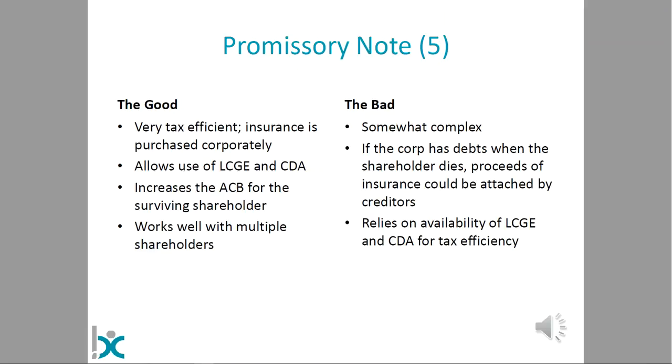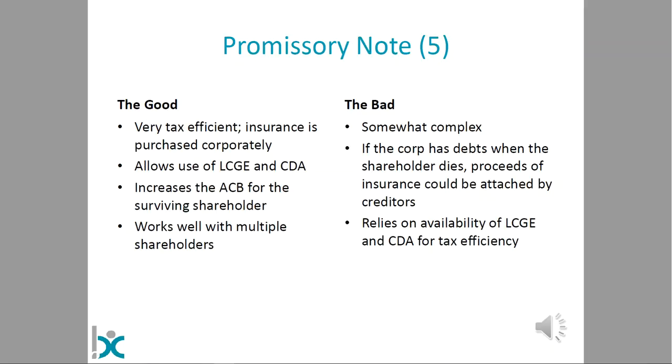What do we like about the promissory note arrangement? Well, it's much more tax efficient than the cross-purchase agreement because now the corporation is buying the insurance. It's much cheaper for the corporation to buy the insurance than it is for an individual to buy the insurance. It allows for use of the lifetime capital gains exemption and the capital dividend account, two measures of the Income Tax Act that allow a taxpayer to generate some tax efficiency that they would not otherwise have. It will increase the ACB for the surviving shareholder, meaning that the surviving shareholder is not going to have a large tax liability waiting for them down the road.